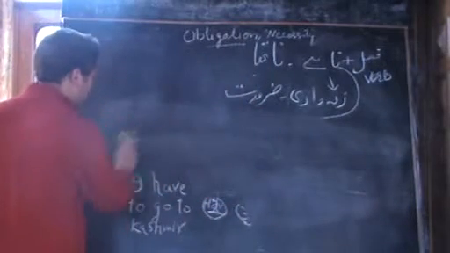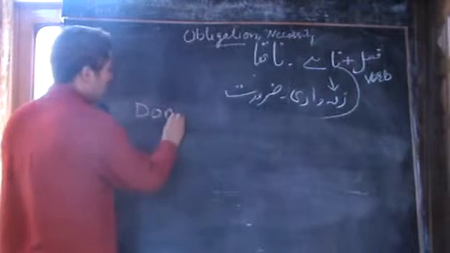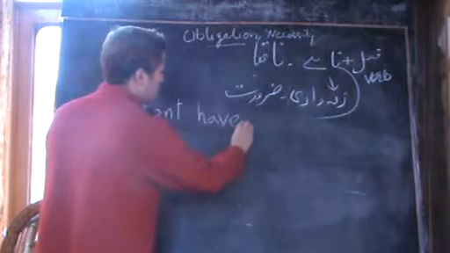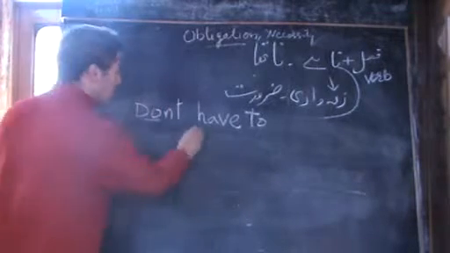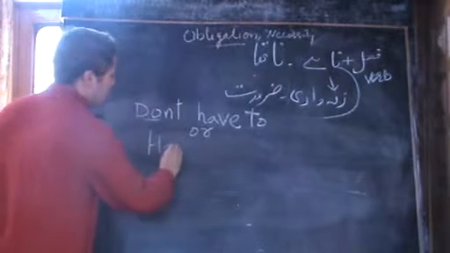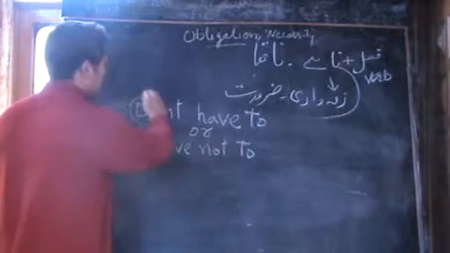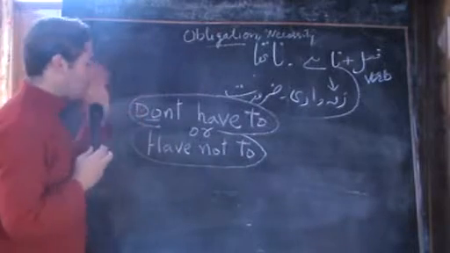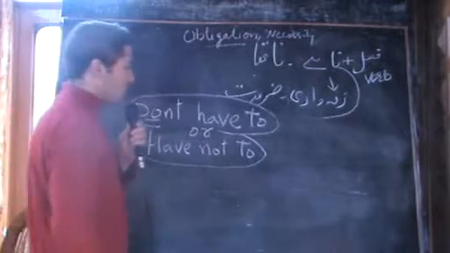So what's the way to have the negative sentences for these? We always use the negative sign, don't or do not have to. So when you express negation, you use do not have to, or another way is have not to. So this is also correct and this is also correct. Either you can use do not have to or have not to, both in British English you can use. So I will use here one more sentence.